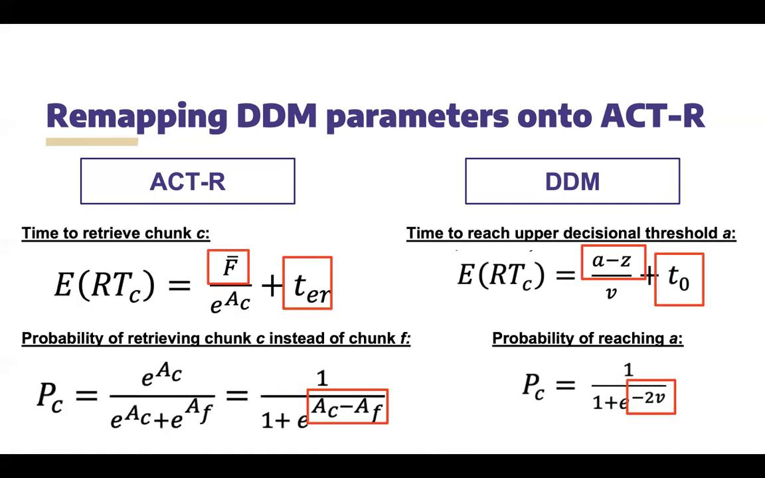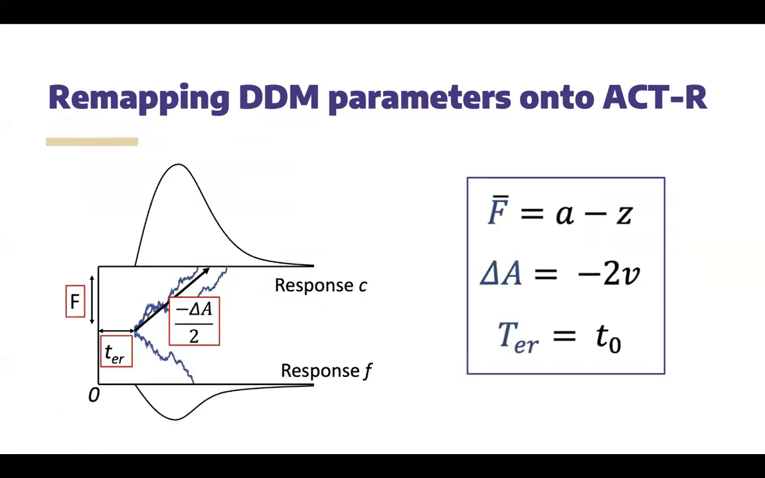Using these, we can then utilize the obvious similarities between these equations across models to map ACT-R parameters onto those outputted by DDM. We found that F in ACT-R, the latency factor, is related to the relationship between the upper decisional threshold A and the decisional starting point Z or bias in DDM. Drift rate V within DDM is related to the difference between the activations of the competing chunks within ACT-R. Here we adapted the equation to reflect the difference of the average activations by competing chunks C and F to be represented by delta A.